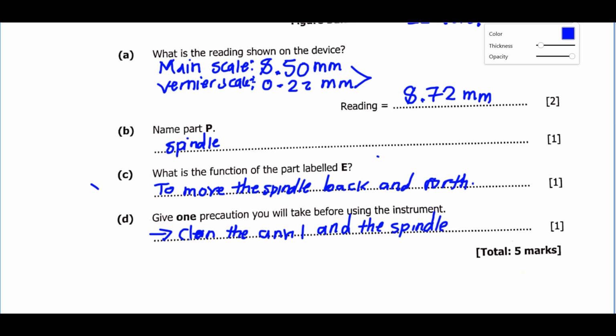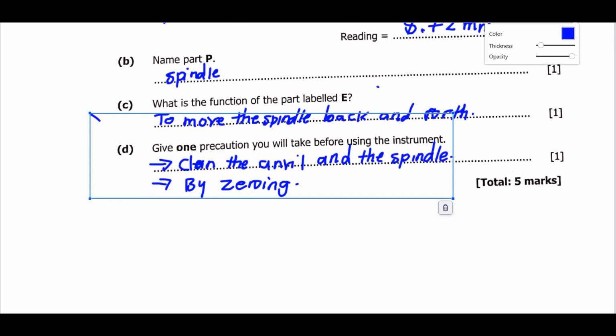Or we can also say by zeroing. So if we say zeroing, it simply means that we need to make sure that the instrument reads a 0 before the measurement is done. Right, so we can now move on to question number 2.